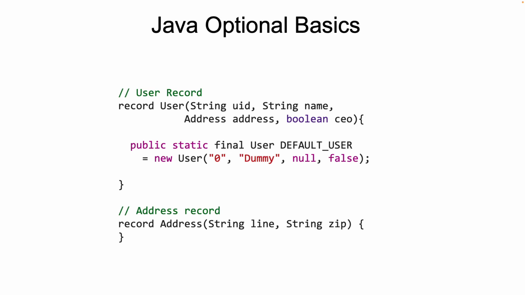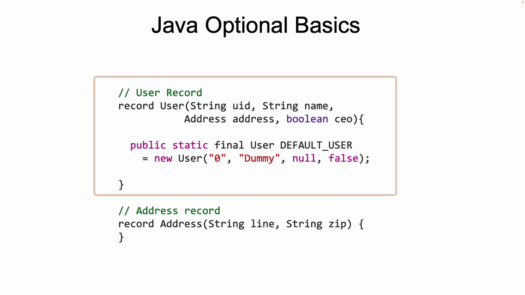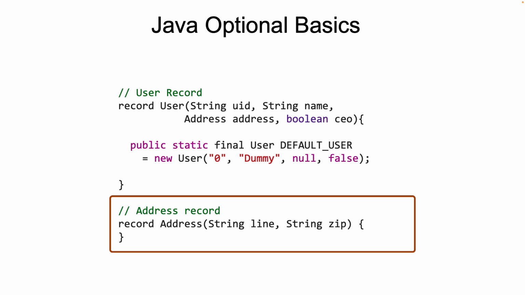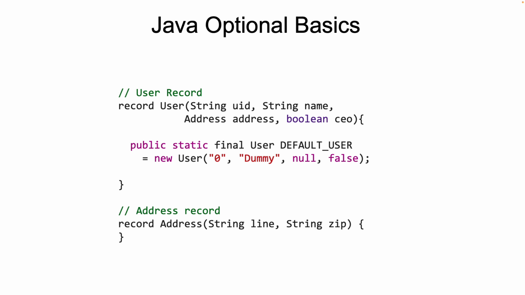I will give a brief overview of Java Optionals. On the screen, you see a simple example of a user record which has the following data attributes: user ID, name, address, and whether the user is the CEO. The address variable itself is another record which has an address line string and a zip code.